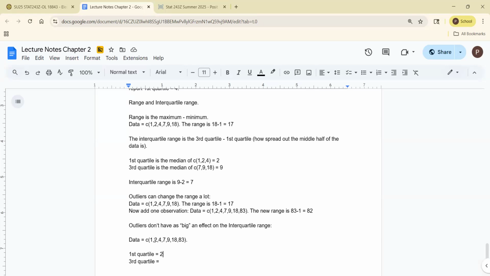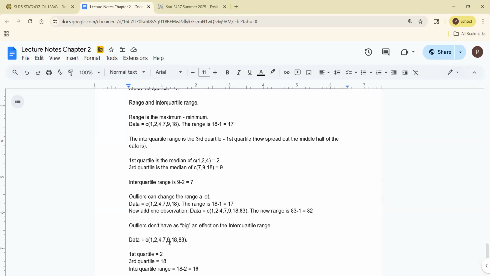Okay, so actually our first quartile doesn't even change. It's still 2. But our third quartile changes. Our third quartile is now 18. So the new interquartile range is 18 minus 2, which is 16. And so it certainly did change, but it didn't change as much as our range changed.